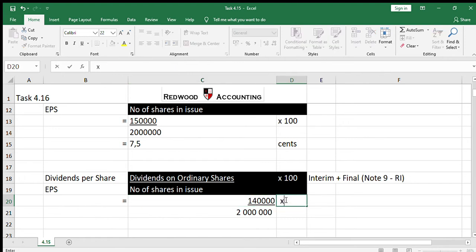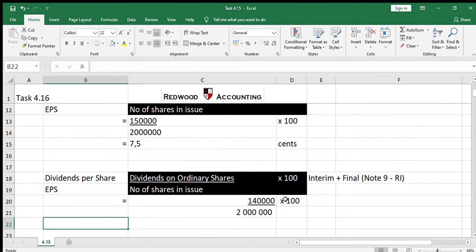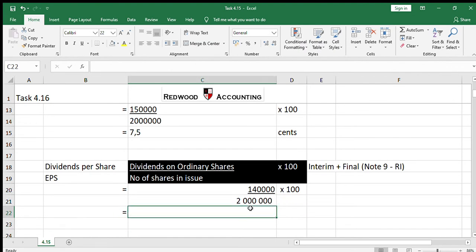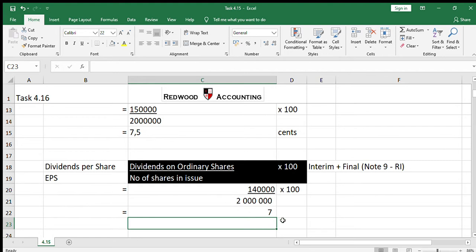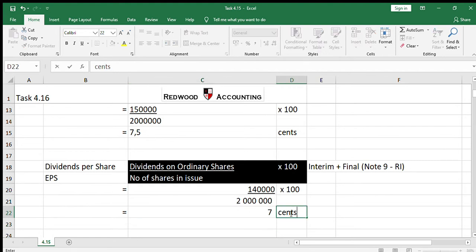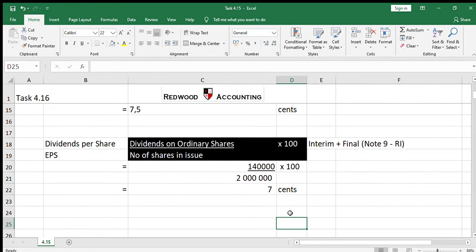Okay, you're going to multiply your answer by 100, also because you want your answer to be in cents. Okay, let's just work out the final answer. So it's going to be 140,000 divided by 2 million shares. Multiply your answer by 100 because you need it to be in cents.